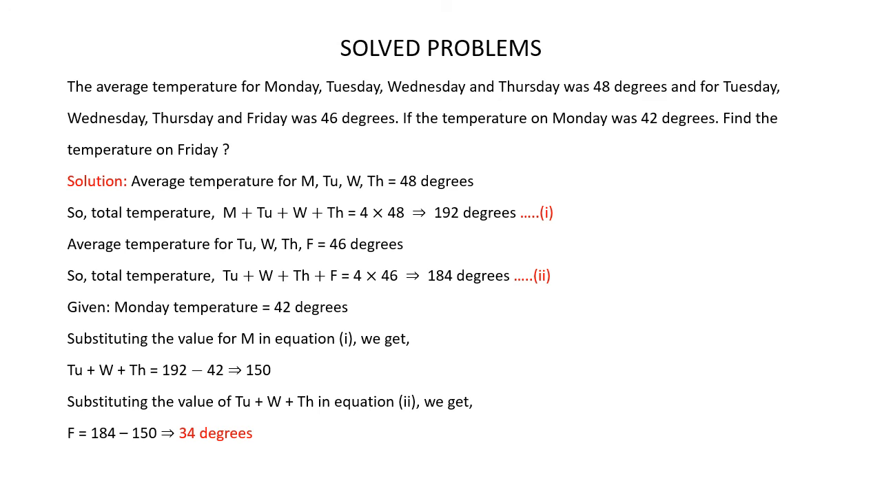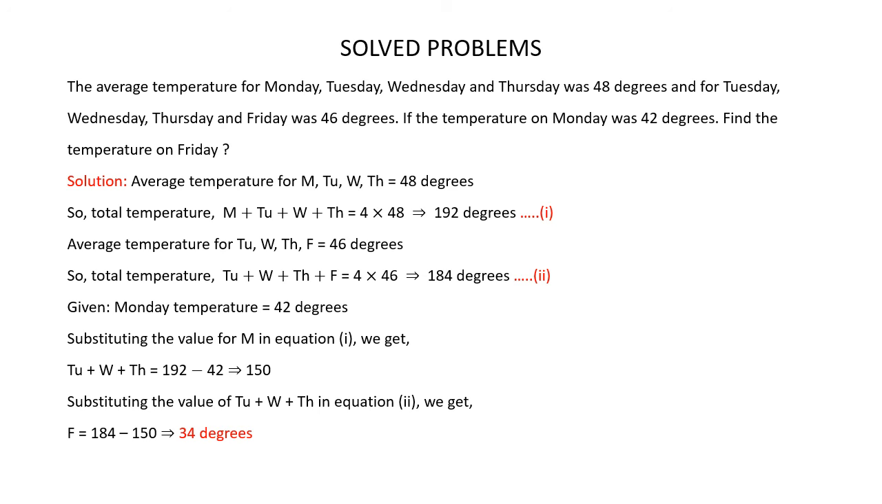The average temperature for Monday, Tuesday, Wednesday and Thursday was 48 degrees and for Tuesday, Wednesday, Thursday and Friday was 46 degrees. If the temperature on Monday was 42 degrees, find the temperature on Friday.